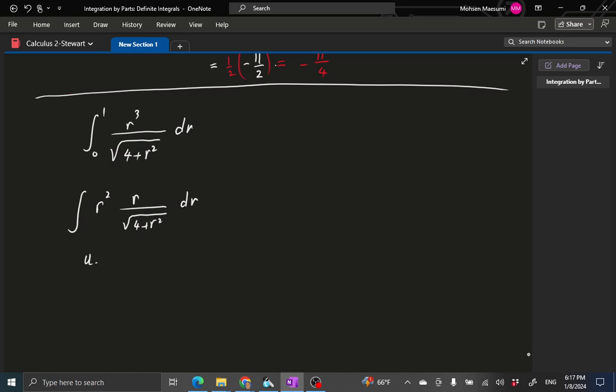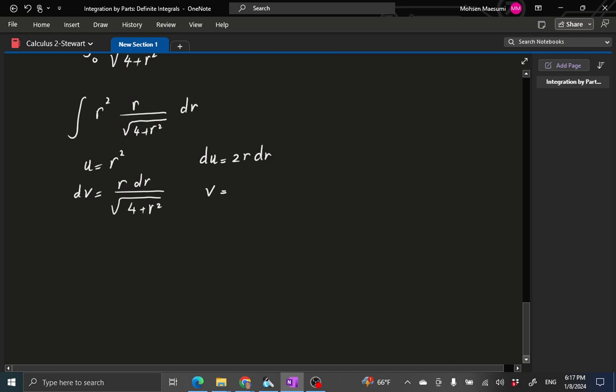So I'm going to take u to be r squared, and then dv is going to be whatever is left, r dr over square root of 4 plus r squared. Now du is straightforward, it's just 2r dr. Question, what is v? That is a separate integration problem all by itself, albeit easier than what we have over there. So I need to integrate this thing to find my v: r over radical 4 plus r squared dr.